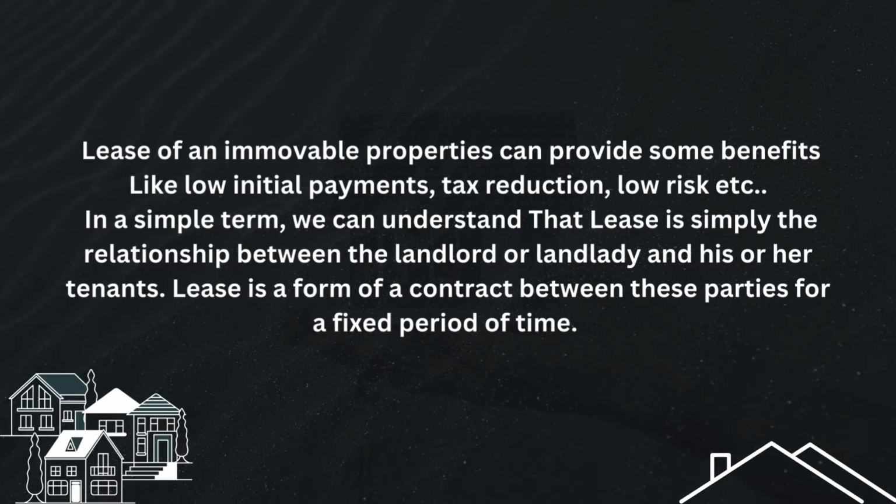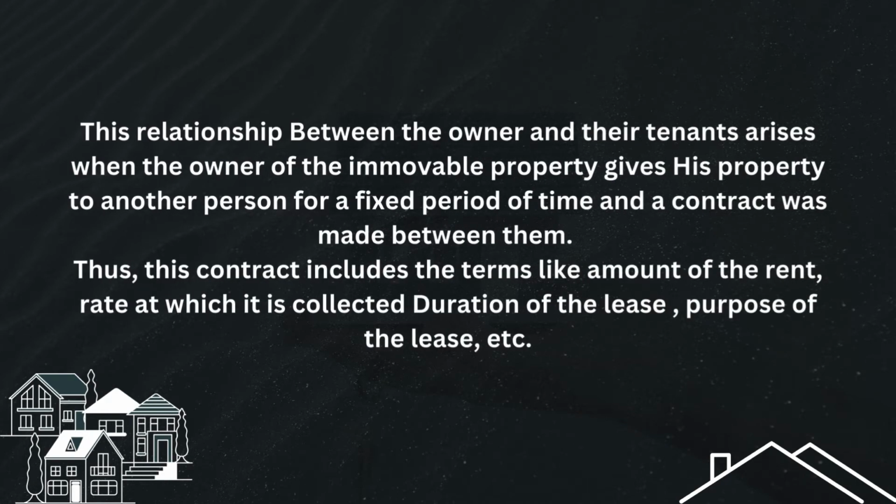In simple terms, we can understand that lease is simply the relationship between the landlord or landlady and their tenants. Lease is a form of contract between these parties for a fixed period of time. This relationship arises when the owner of the immovable property gives his property to another person for a fixed period of time and a contract is made between them. Thus, this contract includes terms like the amount of the rent, the rate at which it is collected, duration of the lease, purpose of the lease, etc.